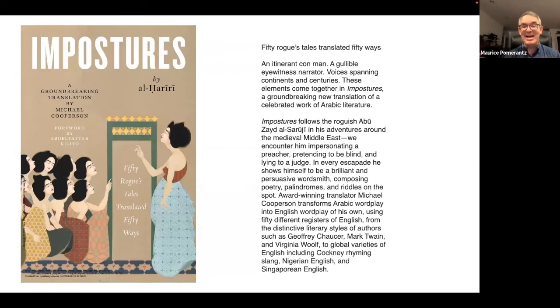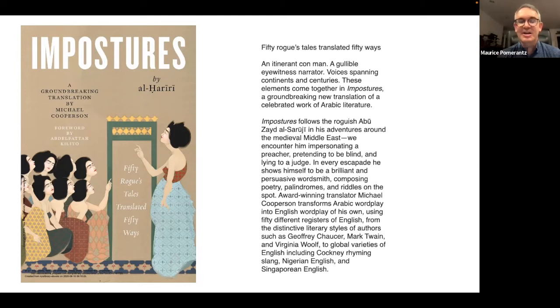So, "A man, a plan, a canal, Panama," that's in English. How do you translate that into, for example, Arabic? How do you translate a palindrome? Almost impossible. Michael Cooperson has attempted to do this kind of thing. And riddles. How do you show this kind of wordplay?